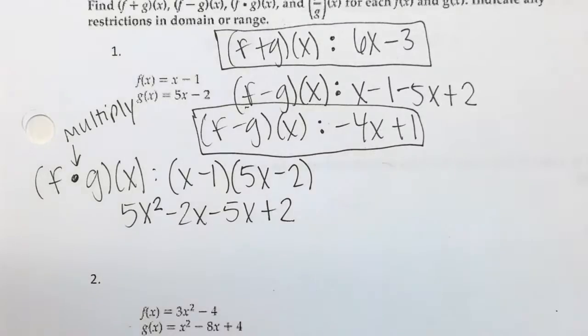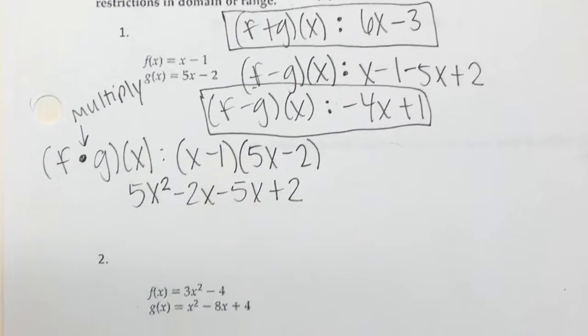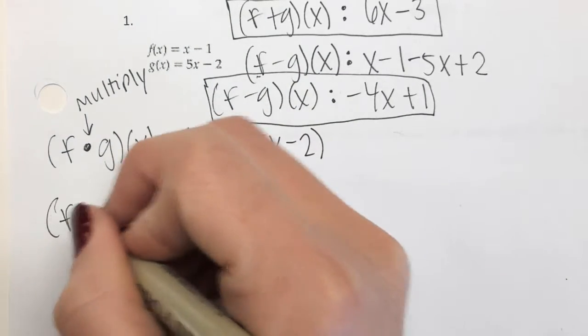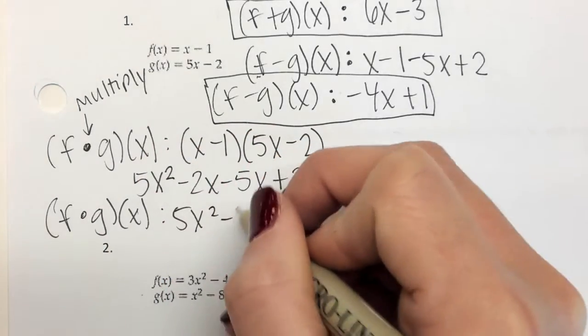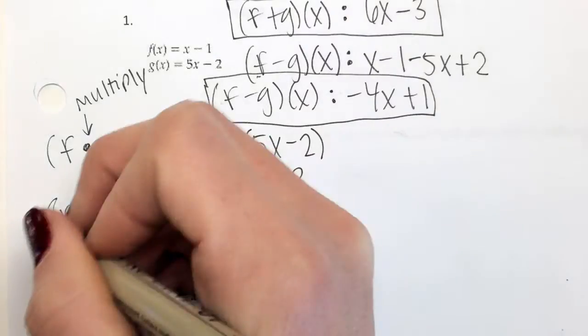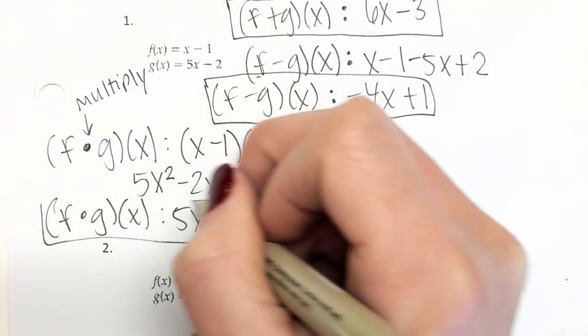Very good. Alright, can I leave my answer like this? We can combine what terms? And that would make, very good. So f times g of x is 5x squared minus 7x plus 2.